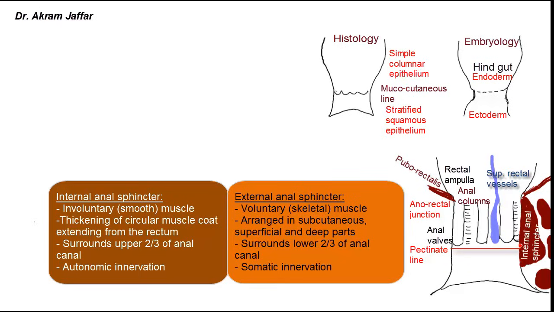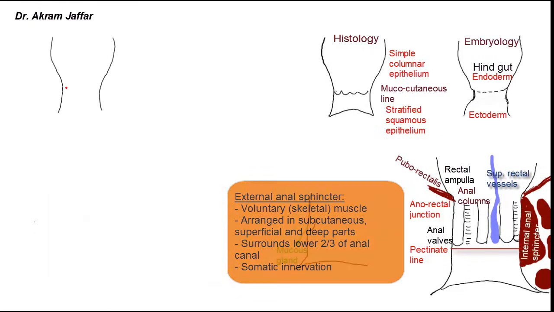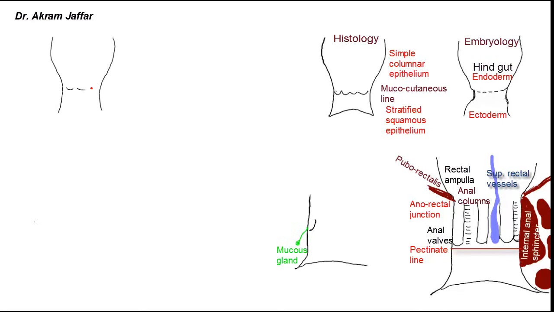Now, although the anal canal is only 4 cm in length, because of its embryonic origin from two distinct parts, ectoderm and endoderm, this difference in embryological origin is reflected in many features of the anal canal. The first one, as we have noticed, is the lining epithelium. Second is the blood supply of the anal canal.